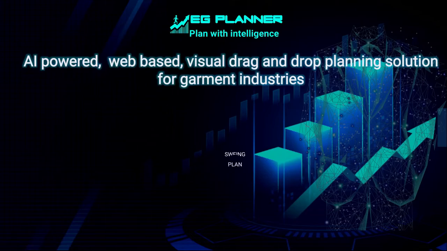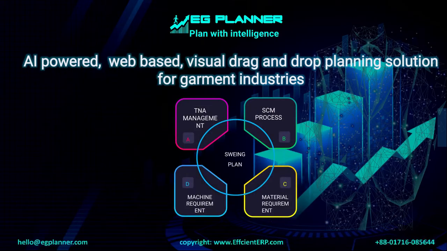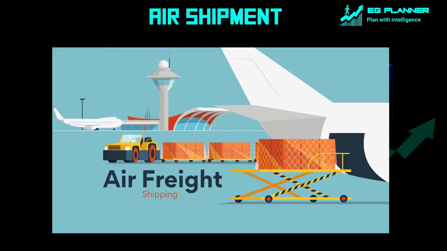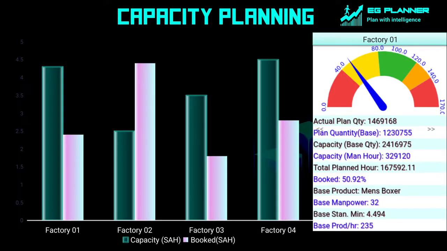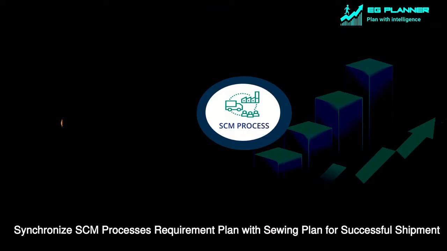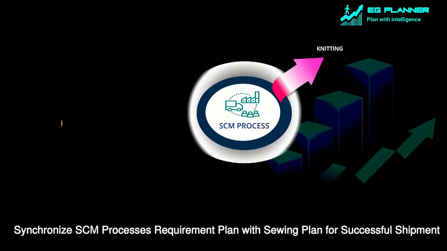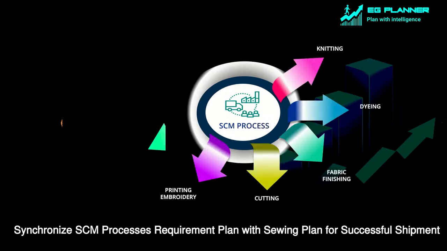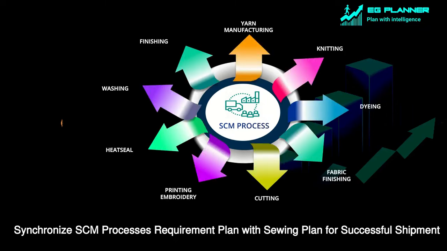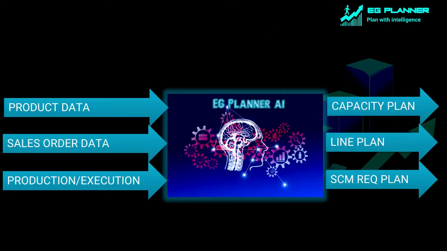Hello everyone. Today we will show you how Easy Planner can control your overtime, air freight, capacity planning and sewing line planning, as well as supply chain knitting, dyeing, cutting, printing, embroidery, wash, etc. requirement planning within 10 minutes with its artificial intelligence.